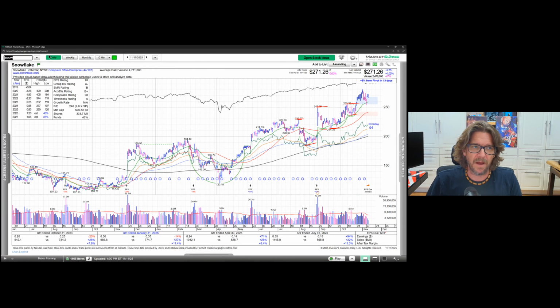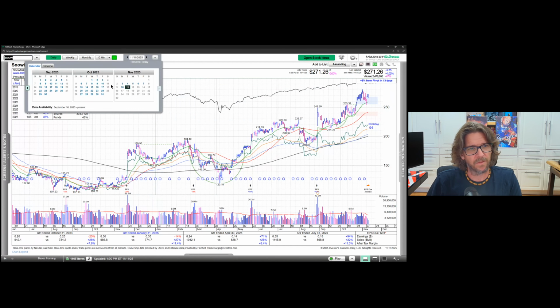So where you're buying it is as it goes through the pivot here, the 255.39. So let's just go back to that on the 24th.